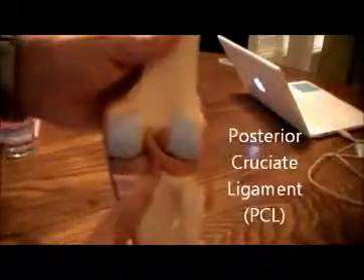Its counterpart on the back side attaches to the back part of the tibia. This is the posterior cruciate ligament. This keeps your knee from going backwards. Together, these provide all the stability that you have for what's already a very unstable joint.